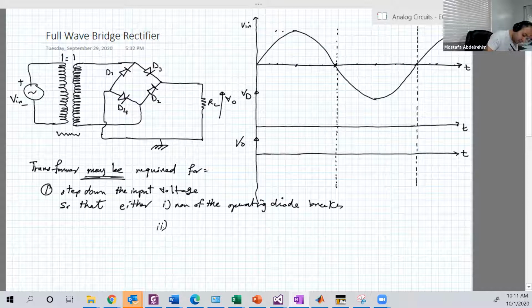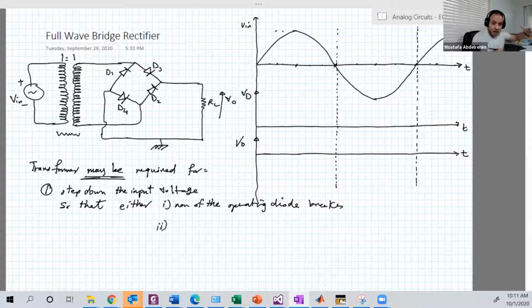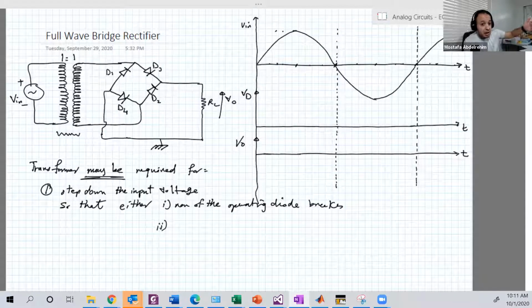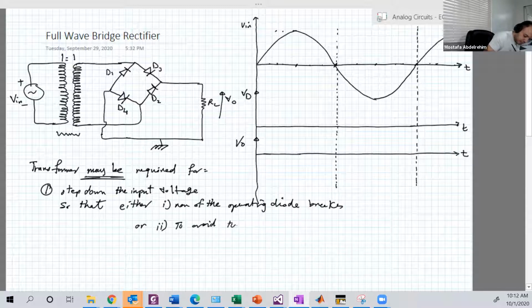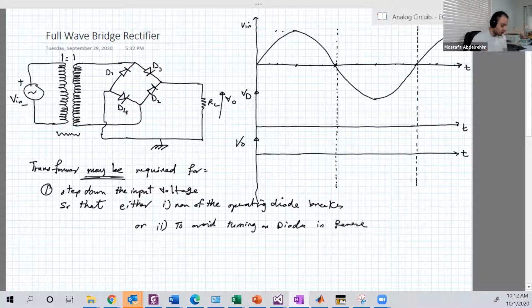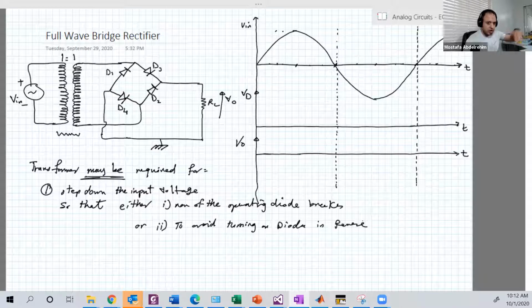Or maybe the input is not that high to break the diode, but it may turn it on in the reverse direction, so we need to avoid turning on the diodes in reverse. If you have one of these conditions or even both, then you have to have a transformer to step down the voltage. How do we step down the voltage in a transformer?